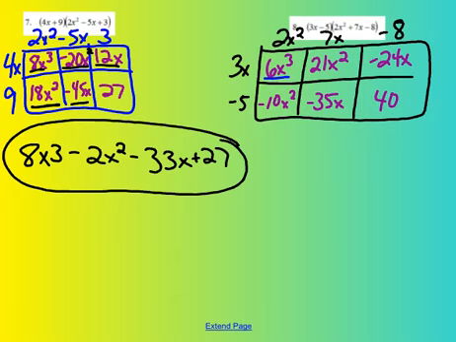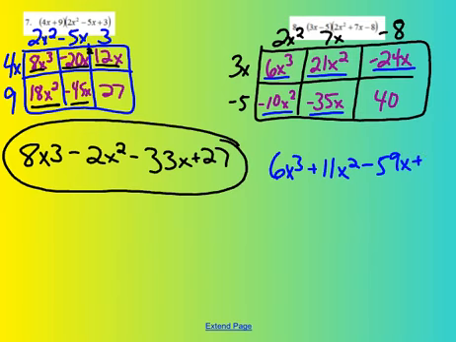So, let's start with my highest degree term, 6x cubed. Positive 21 minus 10 is plus 11x squared. Negative 24 and negative 35x, that's a big negative 59x plus 40.